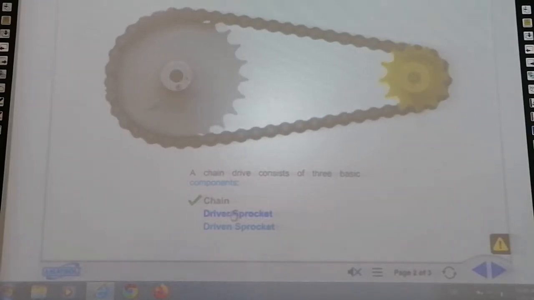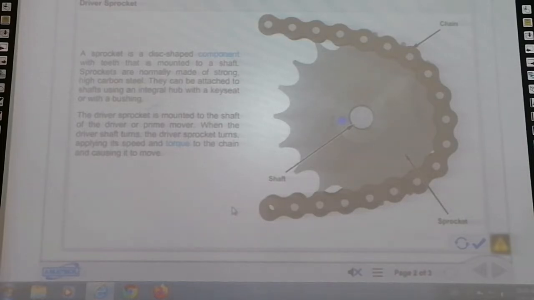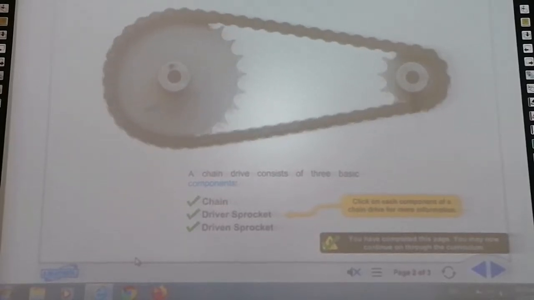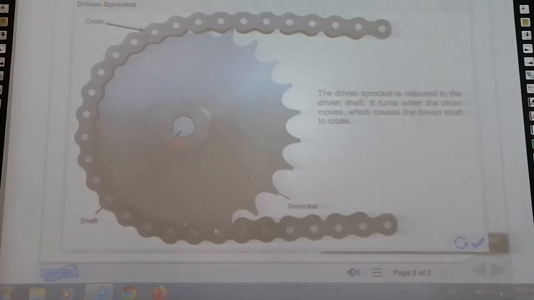Driver sprocket. Now what is sprocket? Sprocket is a disc shaped component having teeth on its circumference, and it is mounted to a shaft. Now let's talk about driven sprocket. So the driven sprocket is mounted to the driven shaft. It turns when the chain moves, and the force is transmitted to this driven sprocket by driver sprocket through chain. So when the chain moves, this drives or rotates the driven sprocket.